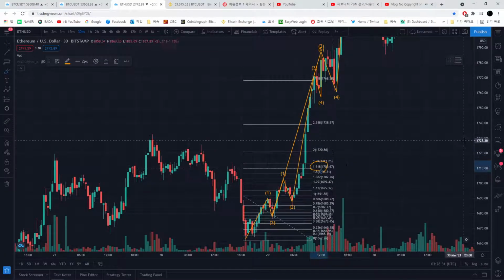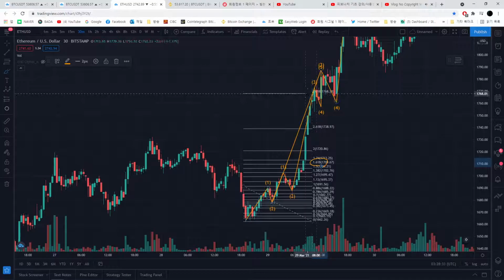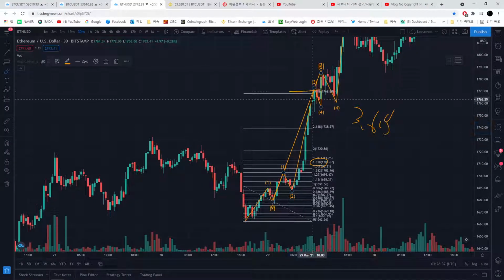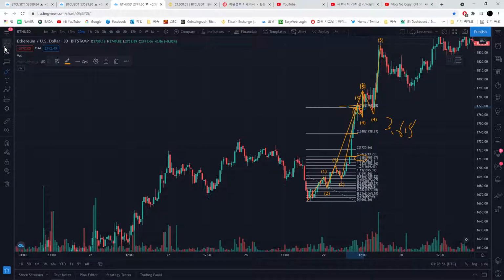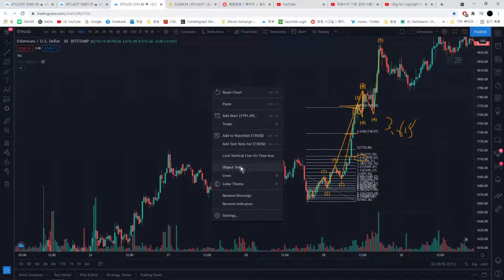So normally it goes way over. It was resisted at 3.618, but it went up a little bit more. It was resisted here, also resisted here, and resisted here. After that, we have the fifth impulse. Let's see what kind of a correction it gave.